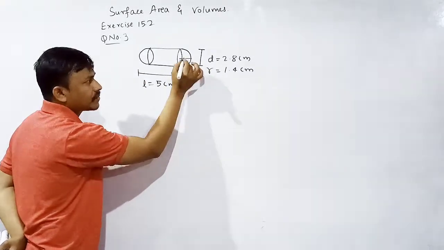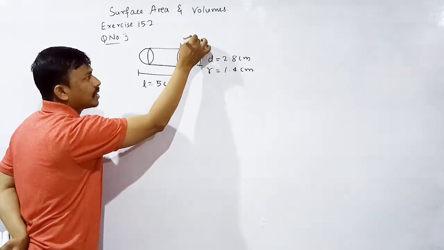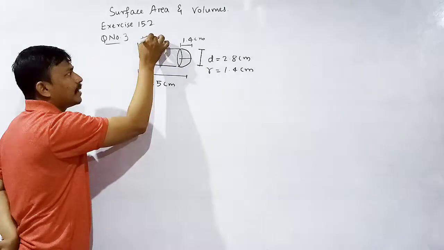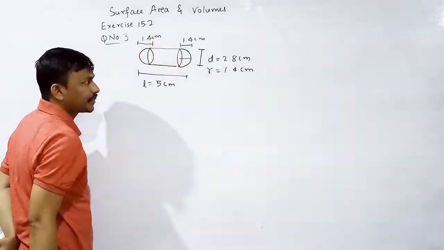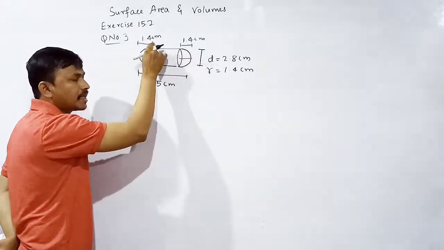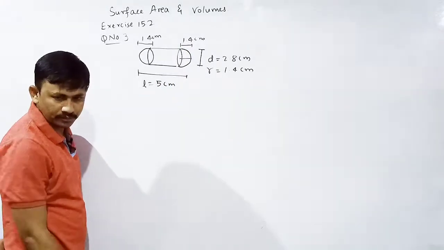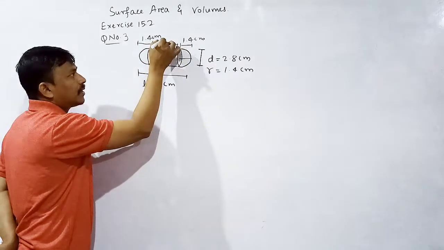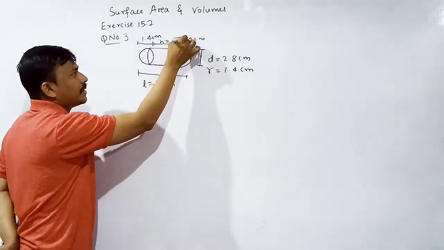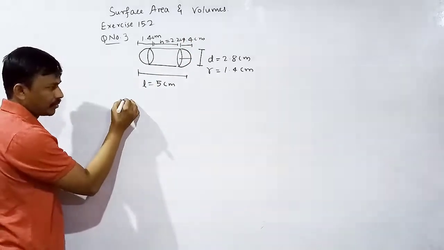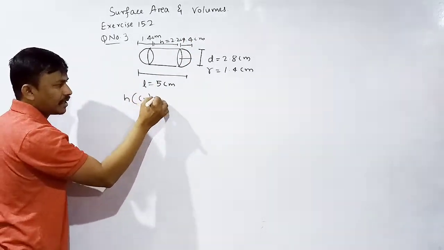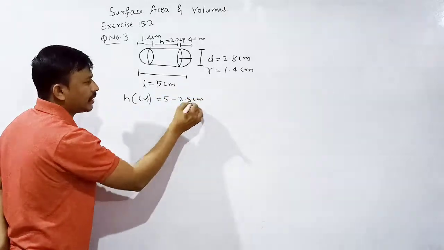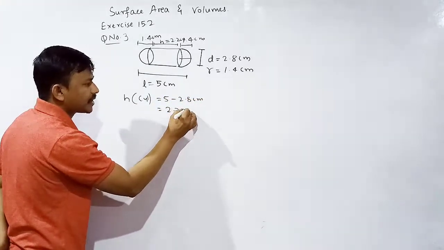Yes or no? This is 1.4 centimeter, and it is also 1.4 centimeter. Then what is the height of the cylinder? 5 minus 1.4 minus 1.4, that is 2.2. Correct? Height of the cylinder H is equal to 2.2 centimeter. Look here: height of cylinder is equal to 5 minus 2.8 centimeter, which is equal to 2.2 centimeter.